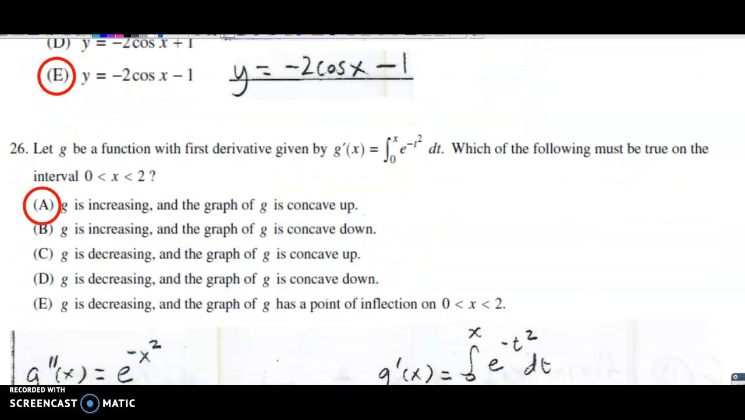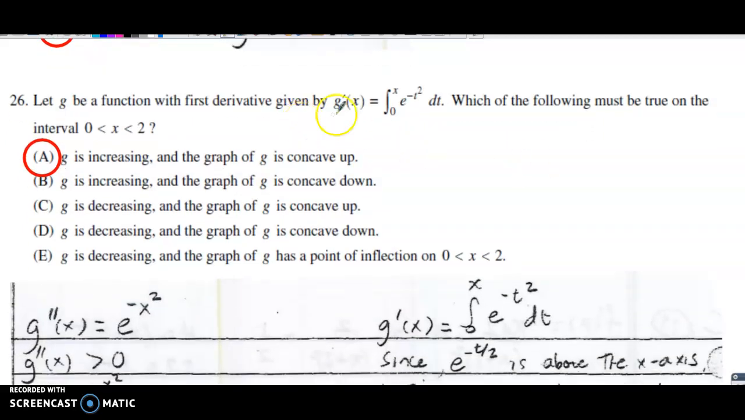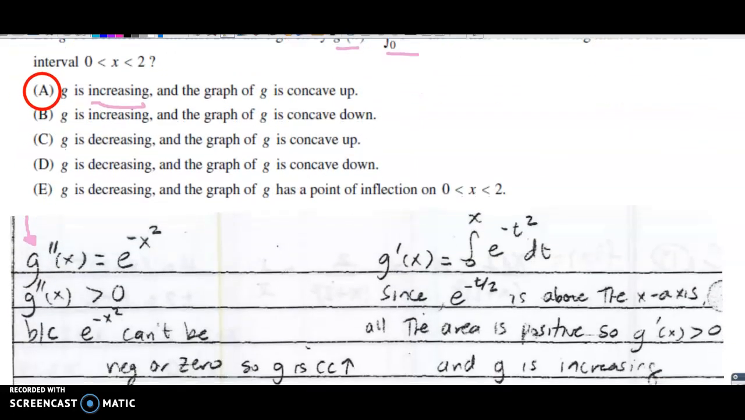26, g is a function given with the first derivative. Which of the following must be true on the interval? So g prime is given as a definite integral. So in this case, when we do FTC part 2, it takes us to g double prime. The derivative of g prime is g double prime, or the second derivative. And so for g original to be increasing, that means g prime has to be positive. And for g to be concave up, the second derivative also has to be positive.